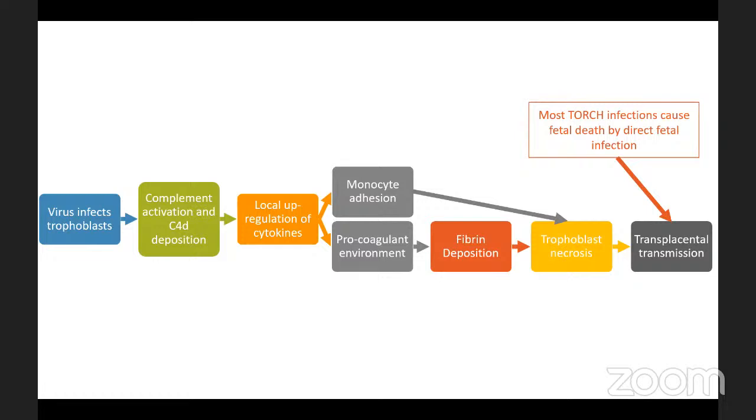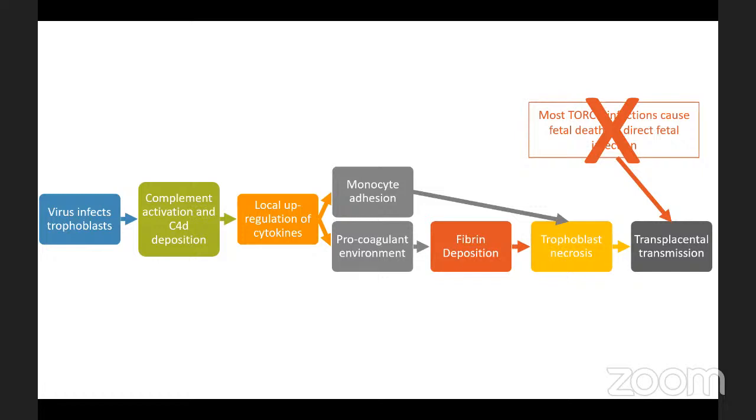So if we step back for a moment to the pathophysiology that we hypothesize for SARS-CoV-2 placentitis, we end up with the monocyte adhesion, fibrin deposition, and the trophoblast necrosis with the transplacental transmission. And in the vast, vast majority of TORCH infections, it's actually after transplacental transmission to the fetus. So the fetus gets infected and ultimately has complications with their own organs and own environment that causes fetal death. So it's fetal death by direct fetal infection.